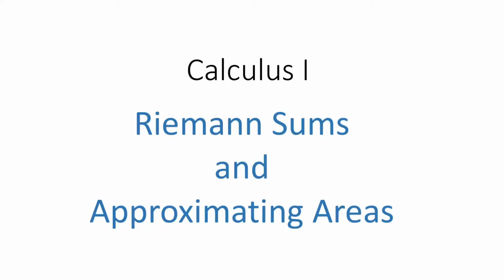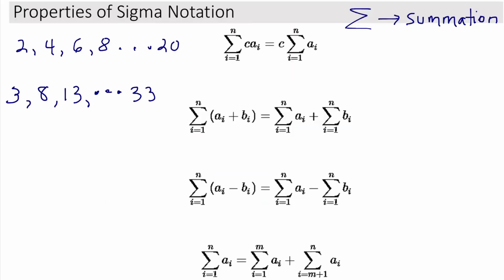Welcome to the lecture on Riemann sums and approximating areas. So first let's talk about sigma notation. When you see this Greek letter sigma, that tells you that you're going to be doing a summation. Sigma stands for a summation. So when we do a summation, we're adding the items in a list.